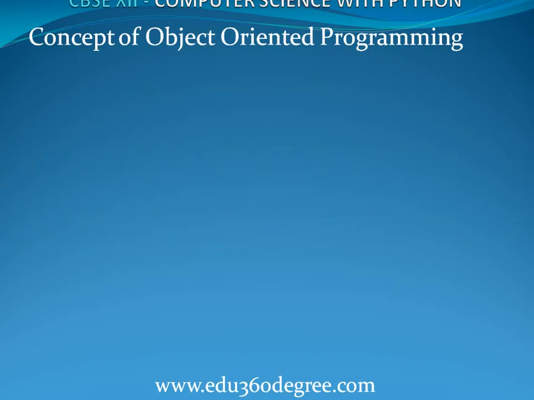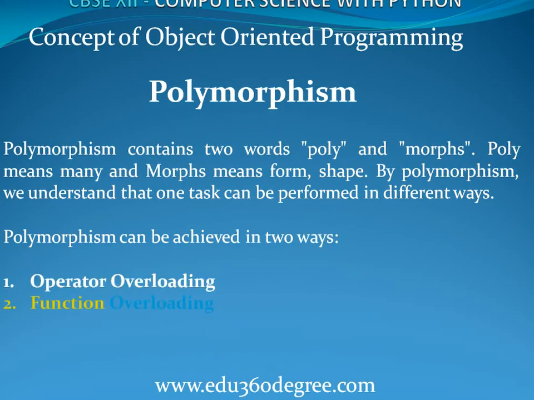Now let us discuss polymorphism. Polymorphism is an object-oriented principle that enables an object to take many forms. Thus we can perform a single action in different ways. Poly means many and morph means forms. Polymorphism can be achieved in two ways: operator overloading and function overloading.